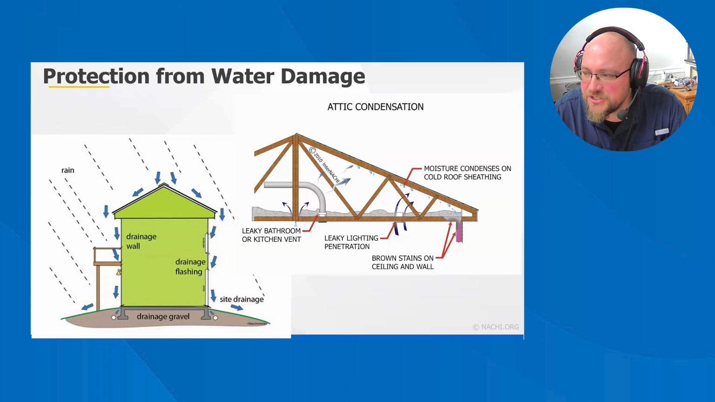The right illustration shows brown stains on the ceiling wall may be caused by moisture condensing on cold roof sheathing in the attic. The water vapor has moved into the unfinished attic space through open spaces around leaky bathroom vents, leaky light fixtures, etc. This illustration shows the potential complexity of moisture movement, air movement, temperature, condensation, and resulting indications that may be observed during a visual-only home inspection.